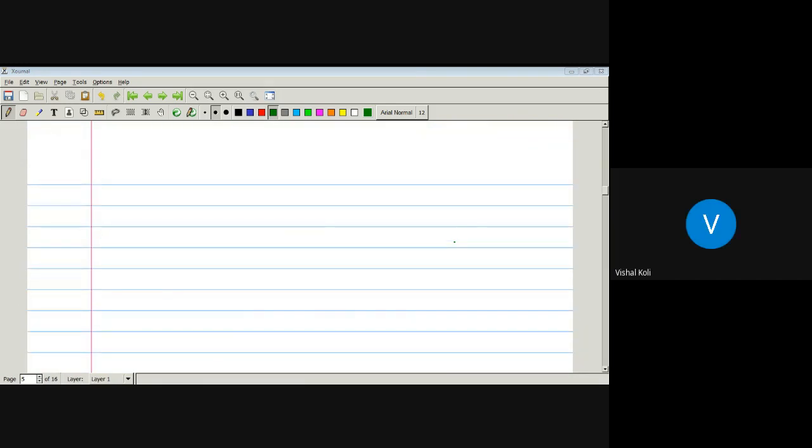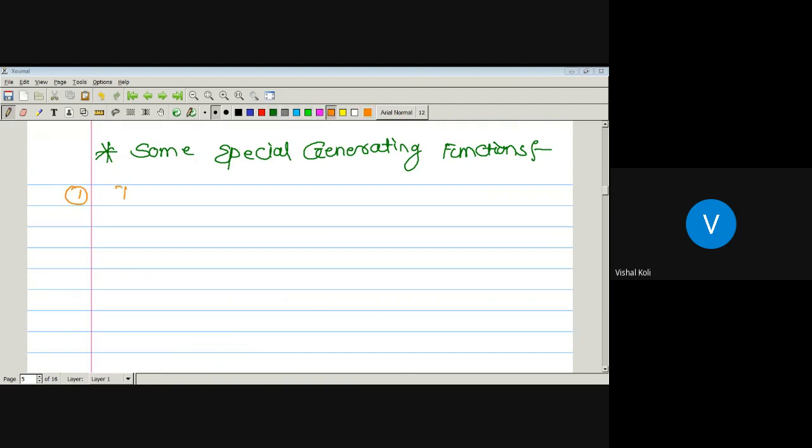Now there are some special types of generating functions. Let us see some special generating functions. Okay, let us see the first one. The generating function of the sequence 1, 1, 1, up to so on.